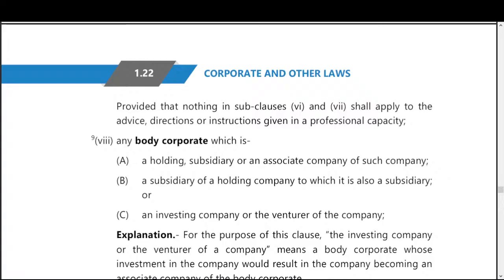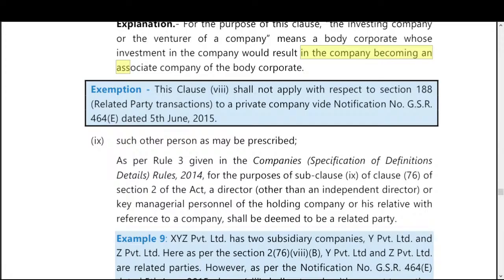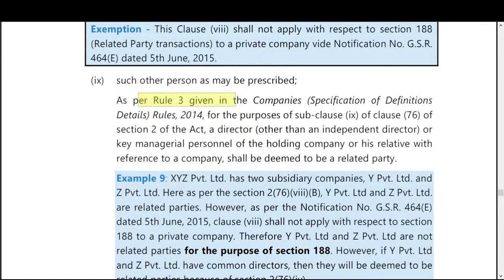Eight, any body corporate which is a holding, subsidiary, or an associate company of such company, or a subsidiary of a holding company to which it is also a subsidiary, or an investing company or venture of a company. Explanation: for the purpose of this clause, the investing company or the venture of a company means a body corporate whose investment in the company would result in the company becoming an associate company of the body corporate. Nine, such other person as may be prescribed.